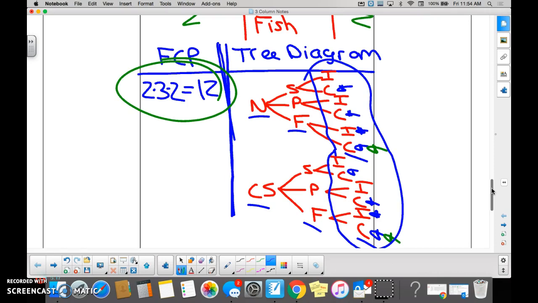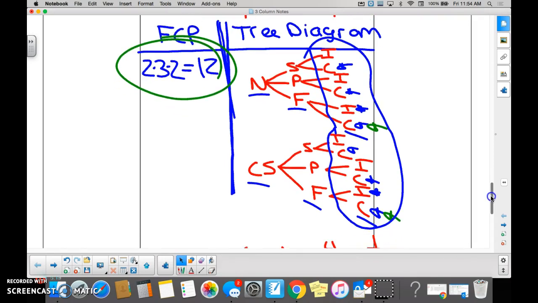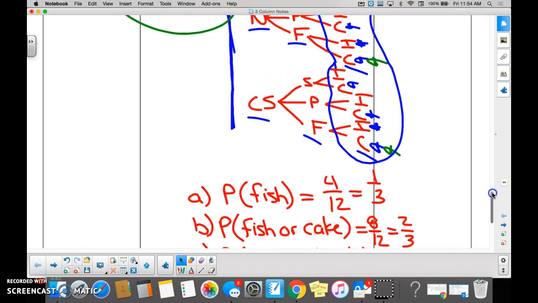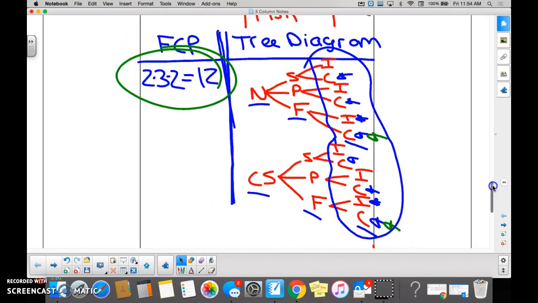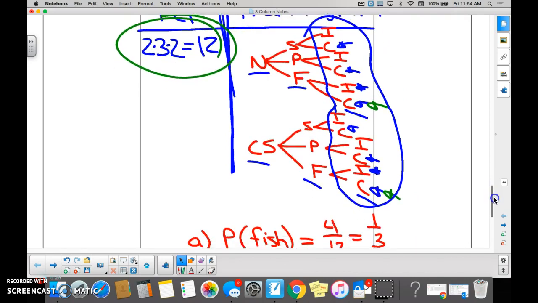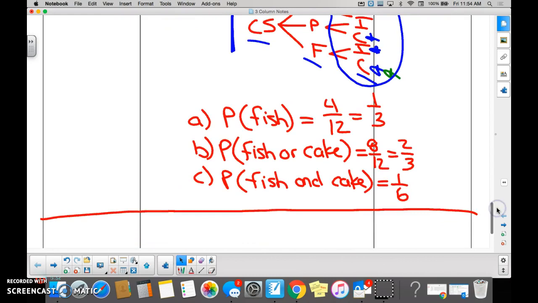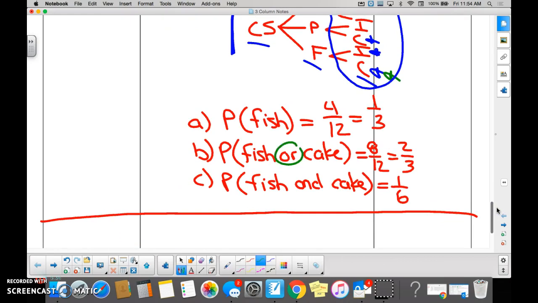Well, and then the questions I have for you down here. What's the probability of ordering a fish? You just use your tree diagram and count. How many times is fish used in your combinations? We said it was 4 out of the 12 combinations. Fish or cake. Is there a difference between the word "or" and "and"? Yes. "Or" means it could be one or the other. "And" means it has to be both.